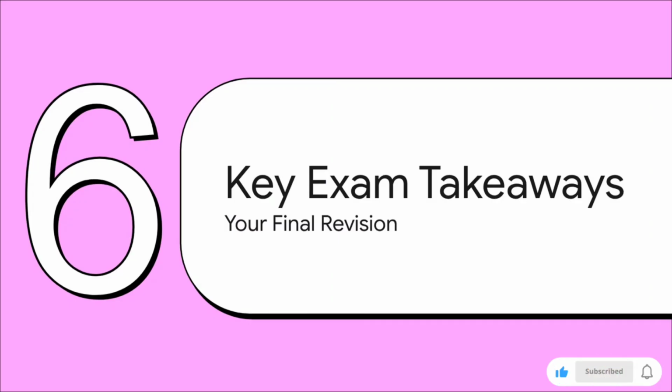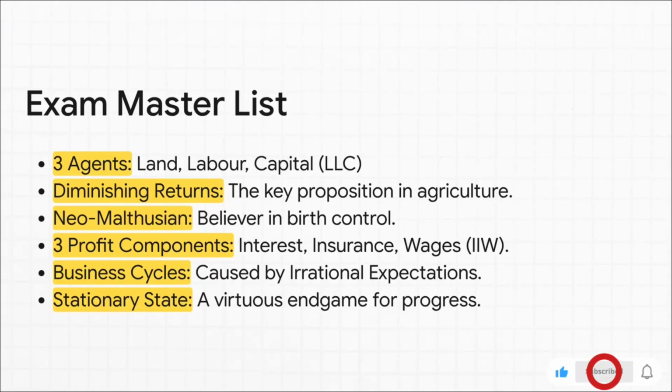Okay, we have covered a ton, so let's boil it all down to one final slide. This is your ultimate revision checklist. Everything you need to remember for the exam is right here. Let's run through it. The three agents of production: land, labor, capital. That's your LLC. The big limit on growth: diminishing returns. His take on population: neo-Malthusian. The three parts of profit: interest, insurance, wages.